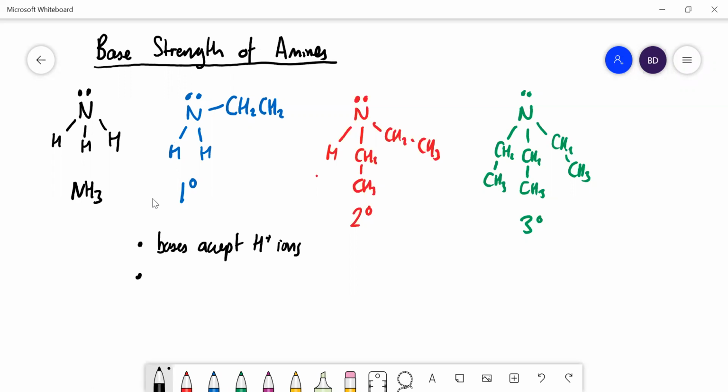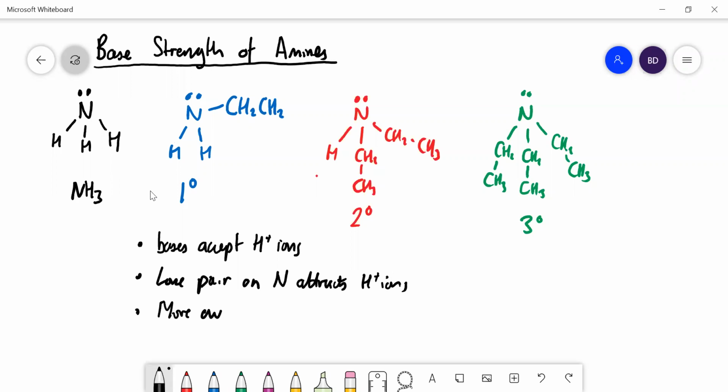Secondly, the lone pair on the nitrogen attracts the H plus ions. And then say the more available the lone pair is, the stronger the base. So we've got to bear that in mind. Now, which is the strongest base out of this lot?